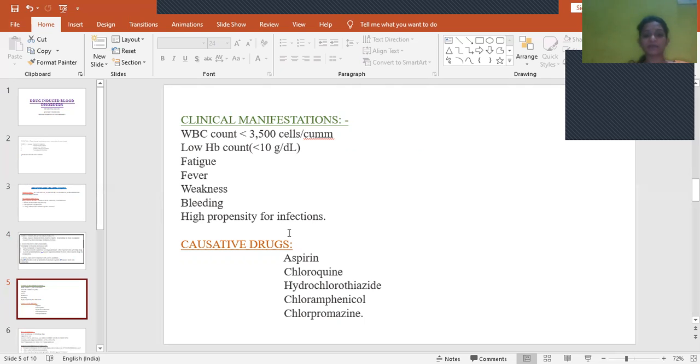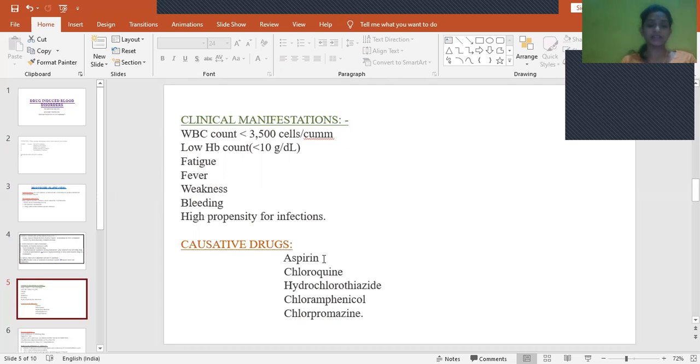Propensity, like highly susceptible for getting infections. Why? Because WBC count is less, immune system is compromised, so it is unable to fight against infections. So high risk of getting these infections. And then coming to causative drugs, what are the drugs that cause drug-induced aplastic anemia?